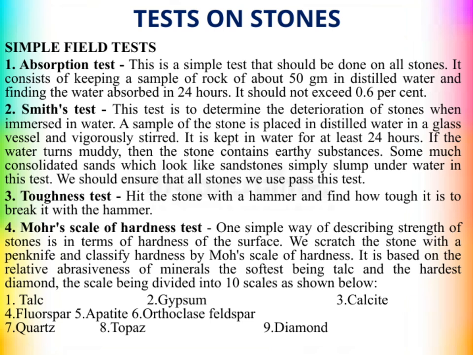Next is Smith's test, which helps us determine how well a stone resists deterioration when immersed in water. To do this, you place a sample of the stone in distilled water inside a glass vessel and stir vigorously. Then, leave it in water for at least 24 hours. If the water becomes muddy, that suggests the stone contains earthy substances, which could be problematic.